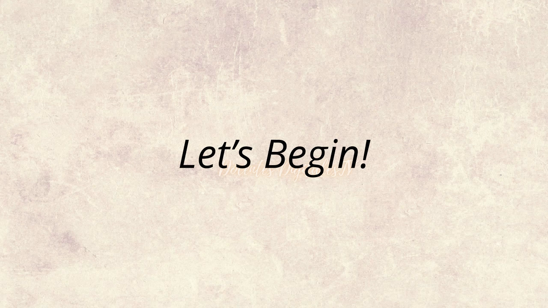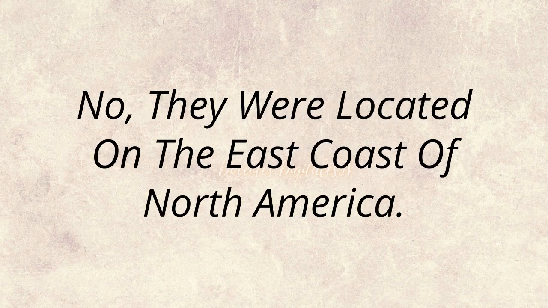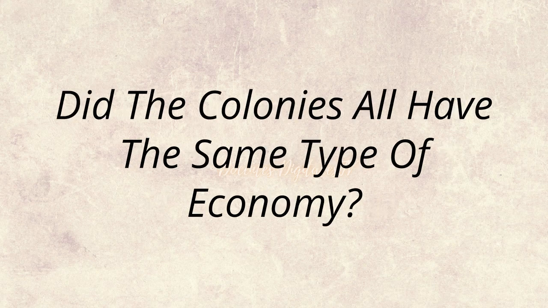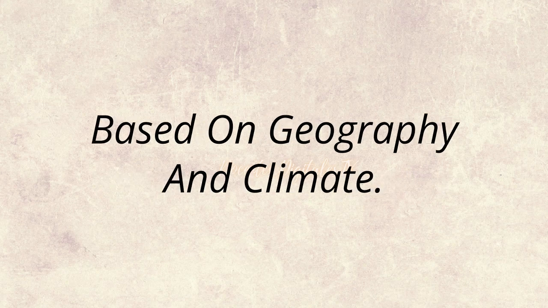Let's begin. Were the 13 original colonies located on the West Coast? No, they were located on the East Coast of North America. Did the colonies all have the same type of economy? No, each region had different economies based on geography and climate.